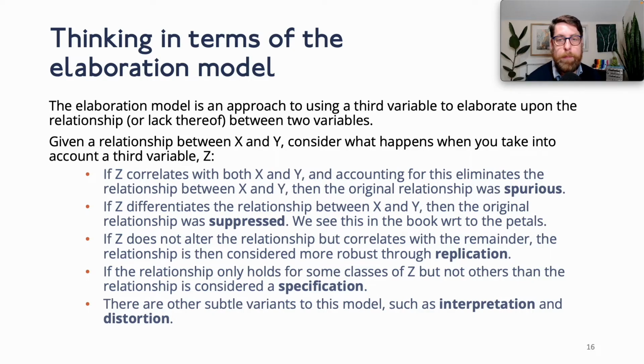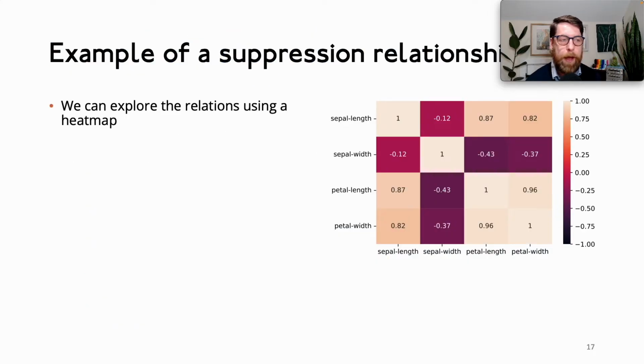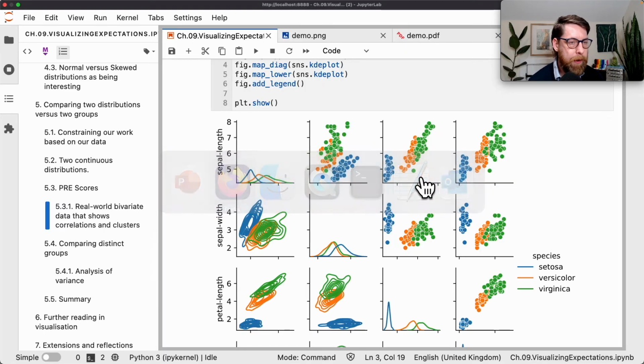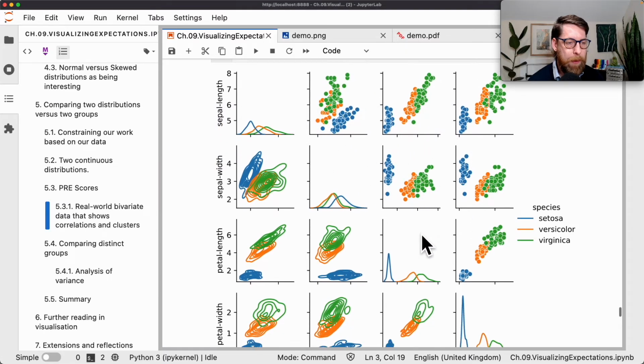I mentioned that this is in Babbie's book, The Practice of Social Research. I believe the original elaboration model came from Lazarsfeld, a really relevant and interesting social scientist. But now let's have a look at that in our data. And we noticed that there was some funny stuff going on here with sepal width.